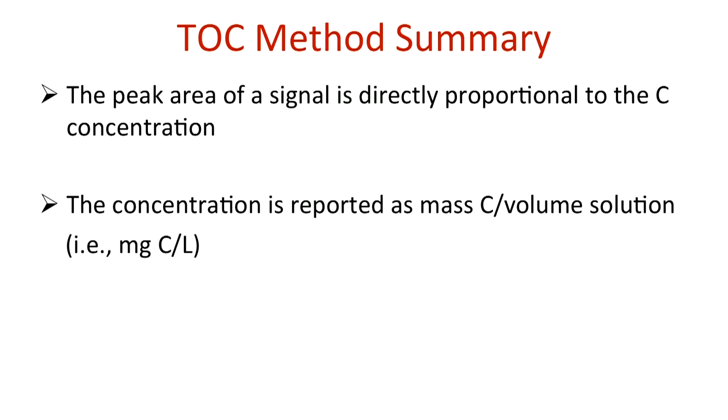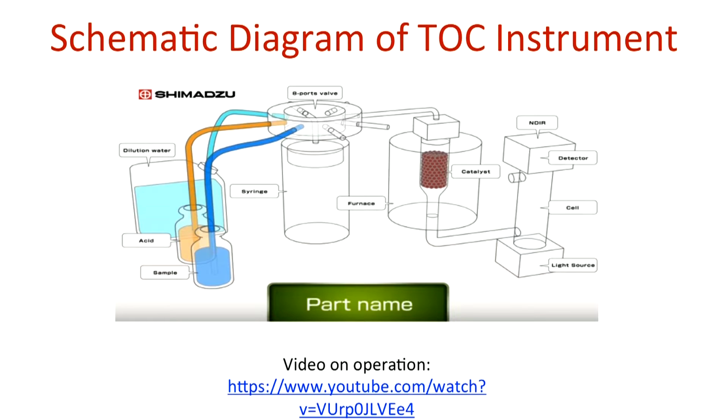So as mentioned previously, the peak area of a signal is directly proportional to the concentration of the carbon, and it's typically reported as mass of carbon per volume of solution. So this gives a schematic diagram of the inside of the TOC instrument. So you have your sample, you have an acid, and sometimes if the carbon concentration is too high, it can dilute your sample automatically, so you have the dilution water.